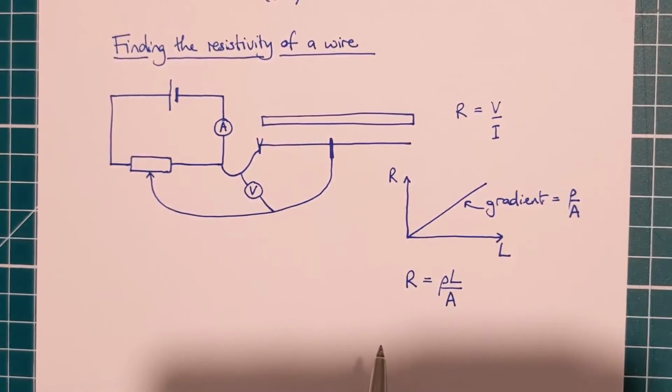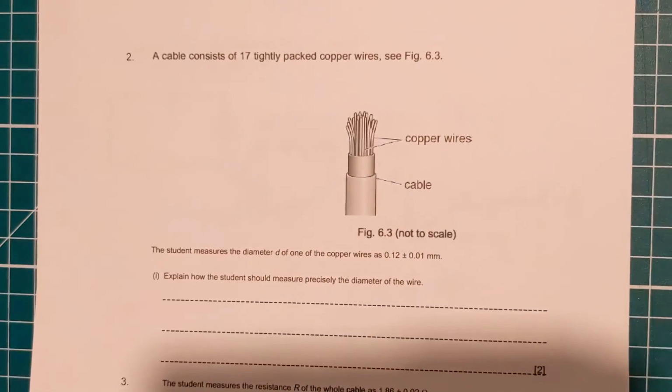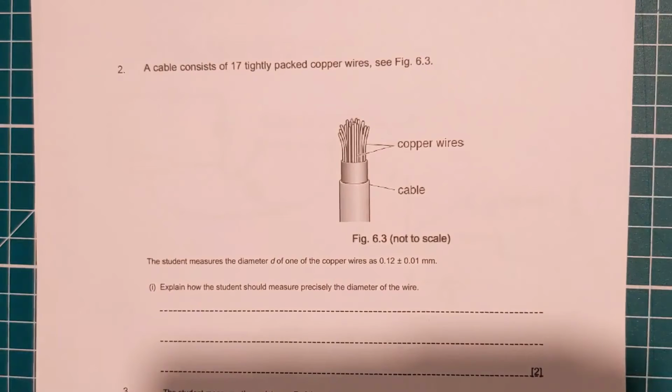The other big one to always remember here is to do with getting an accurate value for the diameter so that you can get an accurate value for A, and so that's this question. Have a think about what you would say for that.